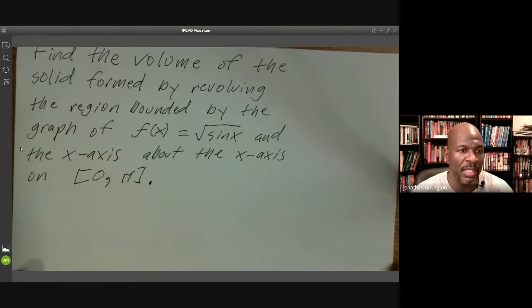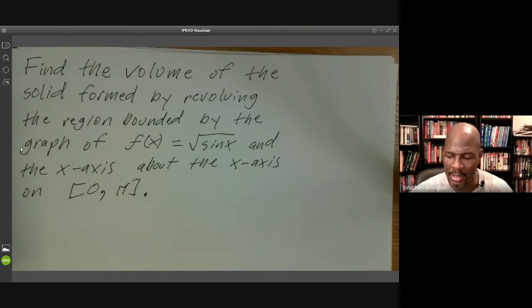May have outdone myself writing the instructions. I could have shortened some of this, but I'll go ahead and read what's written. So it says, find the volume of the solid formed by revolving the region bounded by the graph of f of x, which is the square root of sine x, and the x-axis about the x-axis on 0 to pi.